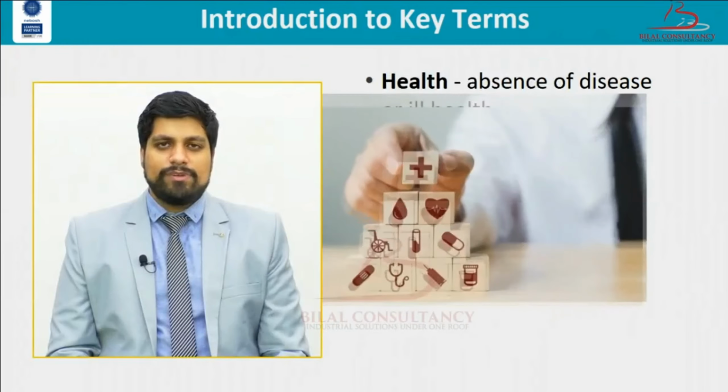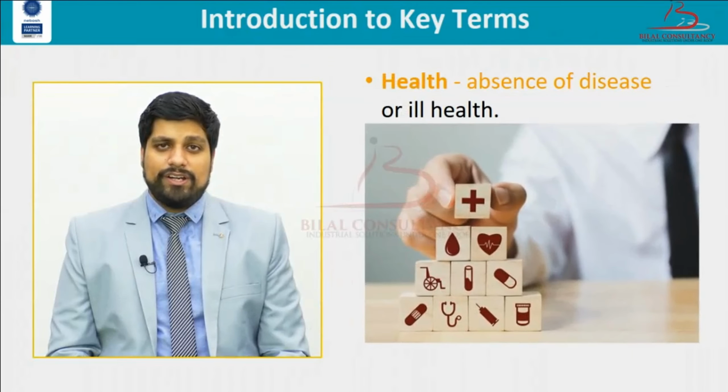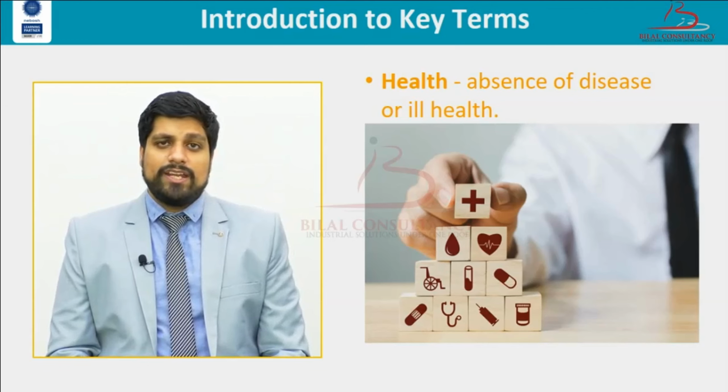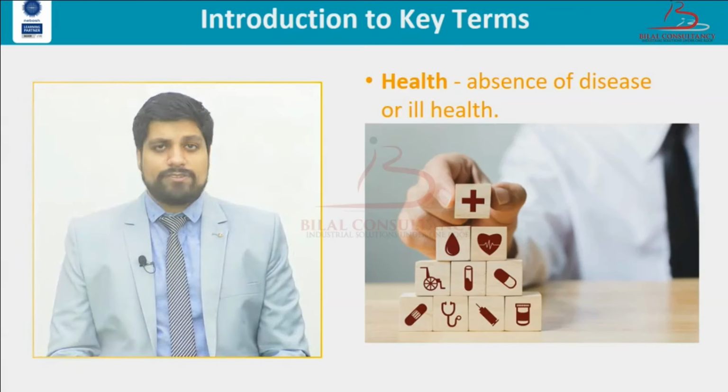First is health. Health is basically the absence of any kind of fatal or any kind of severe disease. What are the diseases? As we have seen in the past few years, COVID-19 has emerged as the biggest pandemic disease in the world. So the absence of any kind of fatal or chronic disease is called health.